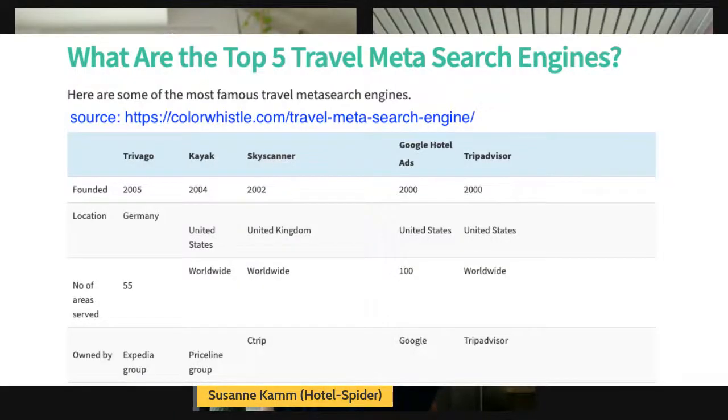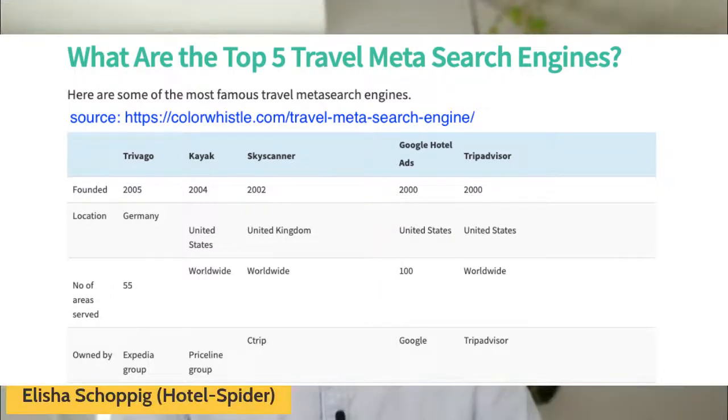Maybe if we go a little step back and look at the origin of these platforms, we have, like we said, Trivago and Kayak here in this table. We also see Skyscanner as a meta search, Google Hotel Ads, and TripAdvisor with their start in 2000 were the two that started first. We can see Kayak as well as Google and TripAdvisor are American-based companies, and then we have the German-based Trivago as well as the UK-based Skyscanner.